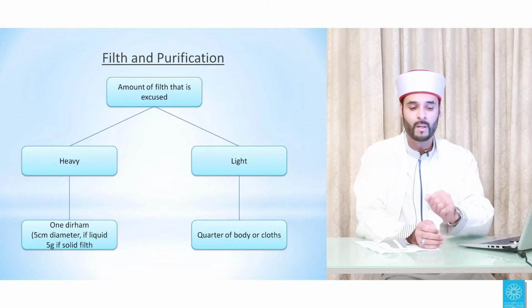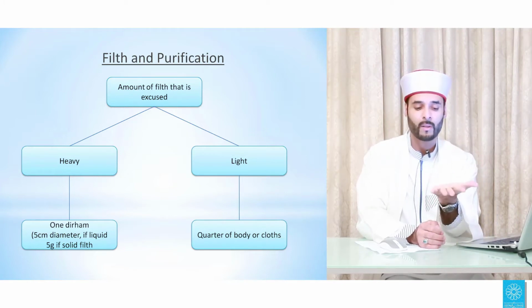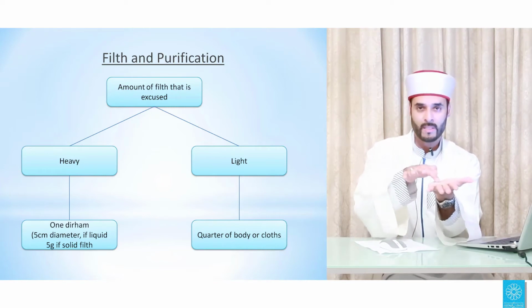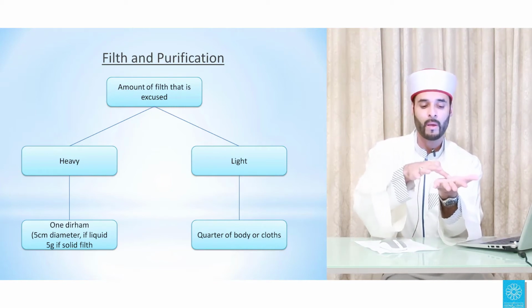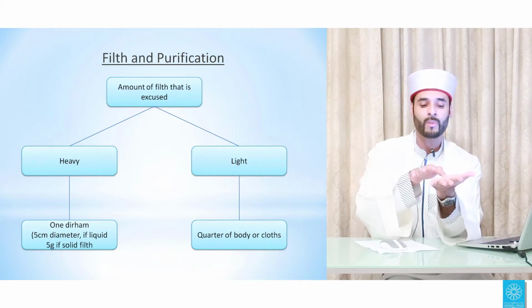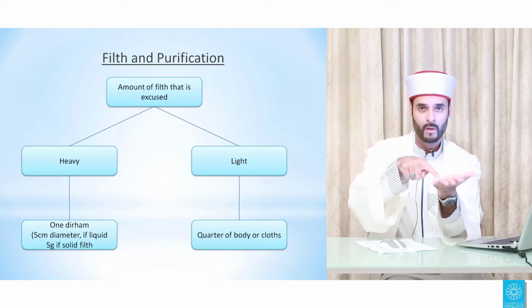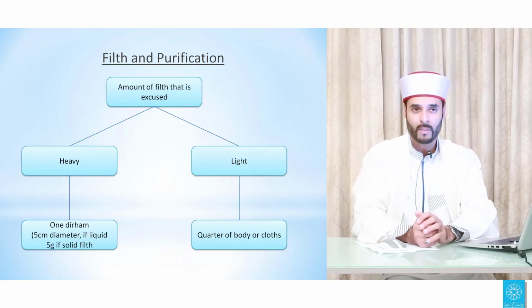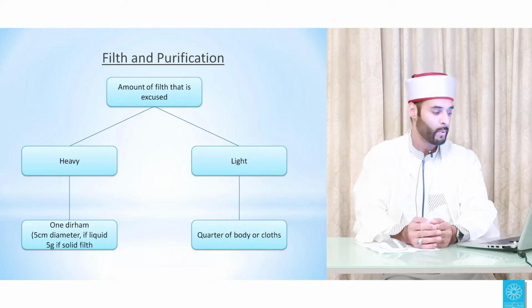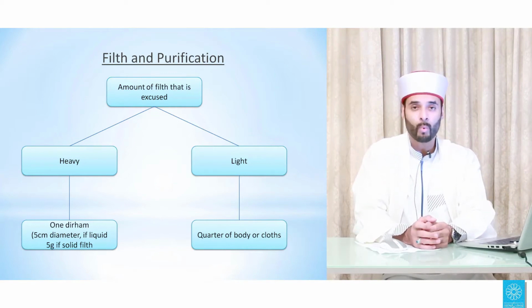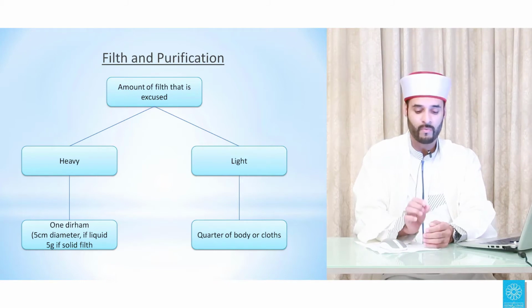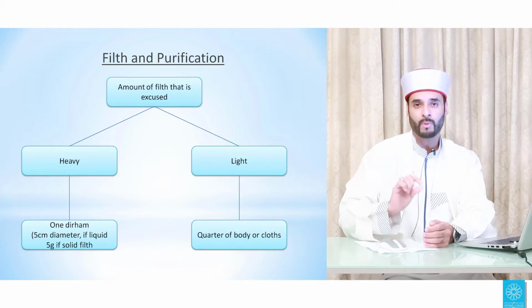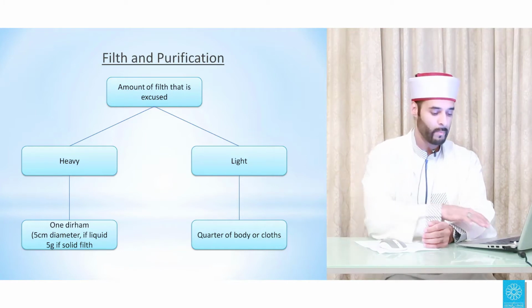Now the way the scholars looked at it is, if you were to scoop water into your hand and then open your hand up, what would remain in the center of your palm, this little bit here, would be approximately a diameter of between 3 to 5 centimeters. So this is the amount of liquid of heavy filth that you can have on your clothing or on your person, and if it's under this, you can still pray. If it was solid, it would be 5 grams in weight of solid filth that would be acceptable on your clothing or on your body.